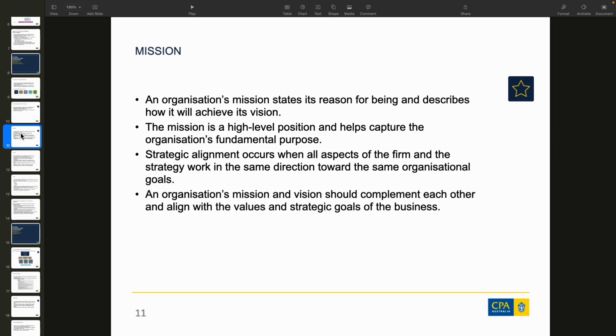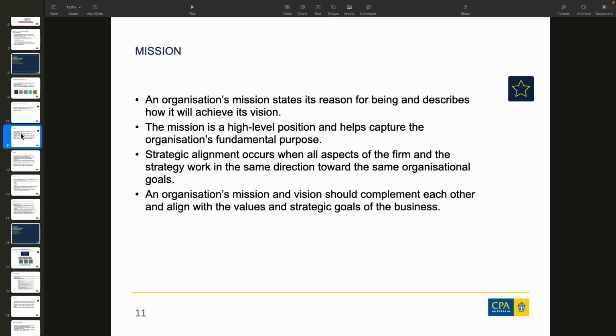Organization mission states the reason for being. It describes how it will achieve the mission. Now, please remember, organization mission is an American idea. A lot of the time it's marketing. It's just for marketing purposes. Mission is a high-level position and helps capture the organization's fundamental purpose. Why are you doing it? So alignment occurs in all aspects of the firm, and the strategic work goes in the same direction towards an organization goal. So if you align your mission and your goals and all your work to be the same way, then it's a good thing.